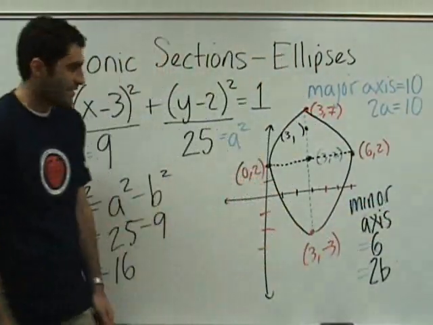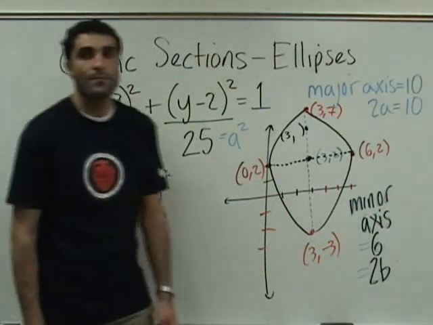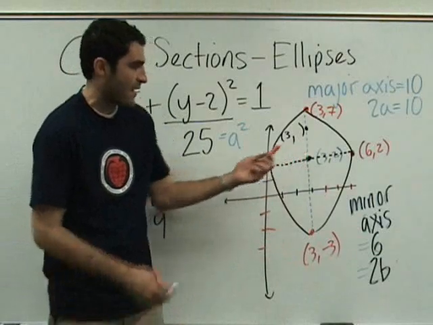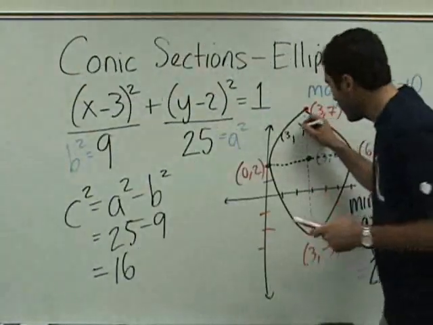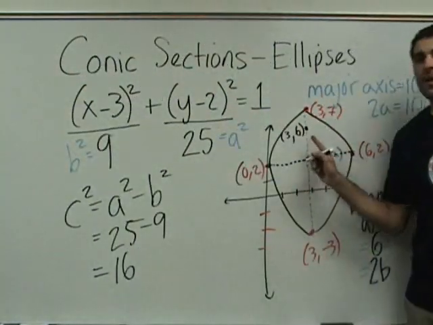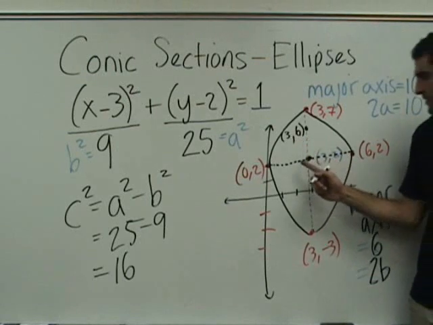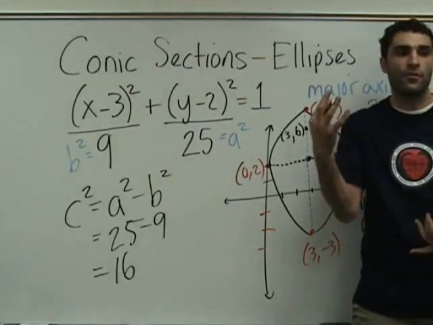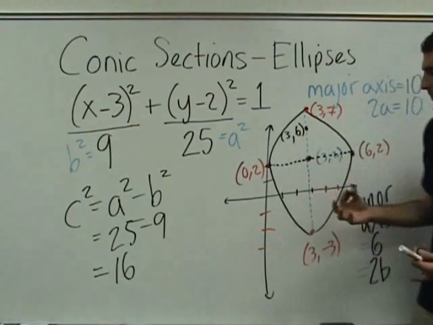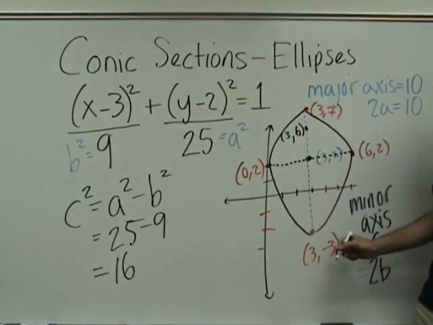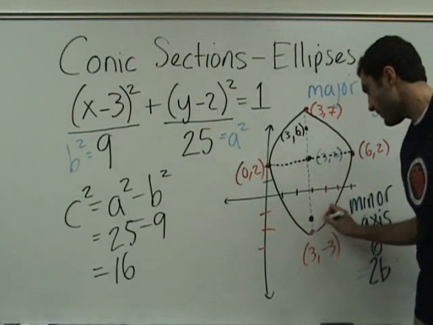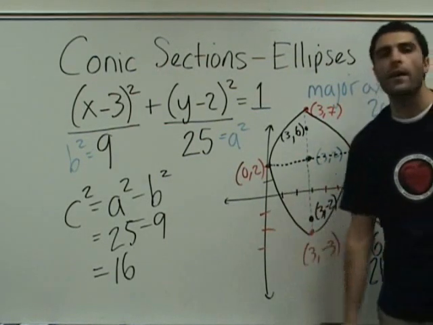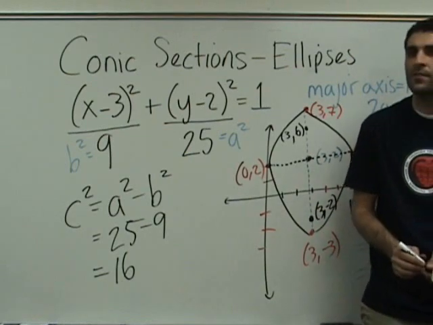So from the center 3, 2, you're gonna go up 4, down 4. Up 4 is 3, 6. And then 4 down is gonna be 3, -2. Any question about this? The first focus is 3, 6 because we started at 3, 2 and went up 4. So then it's gonna be 3, -2. That's right. Okay. That's the ellipse.